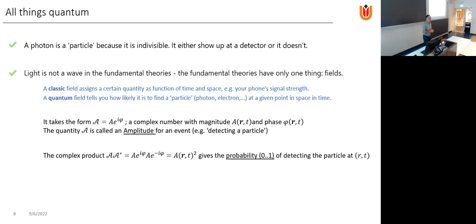Of course, you all know the famous example of Schrödinger's cat, which, if you misinterpret it a little bit, people say it's dead and alive at the same time. No, it's not. It just has a certain probability of being alive. It has a certain probability of being dead. And once you open the box, you'll find out what it is. It's either dead or alive. So, probabilities.